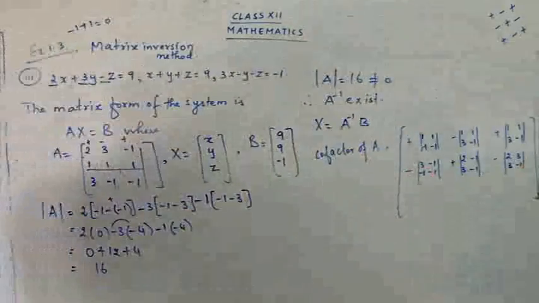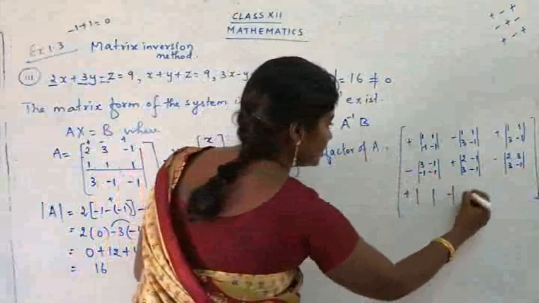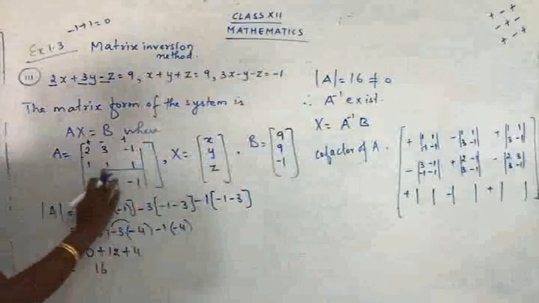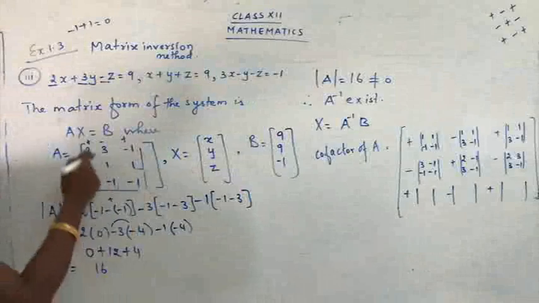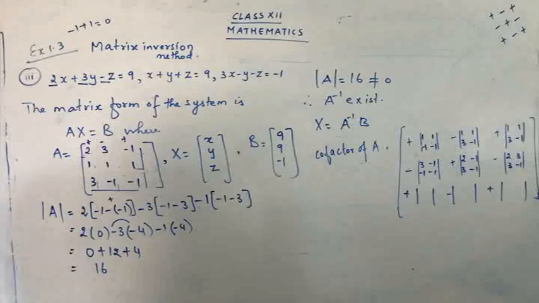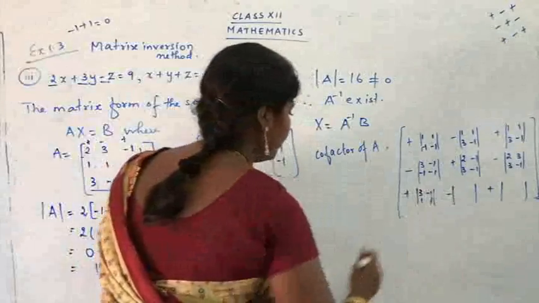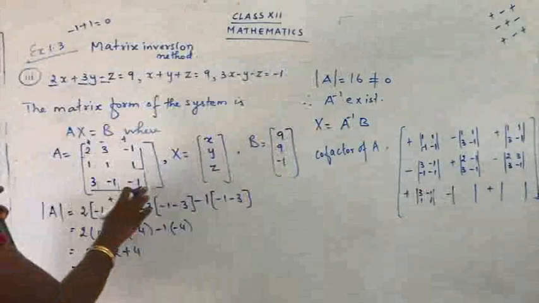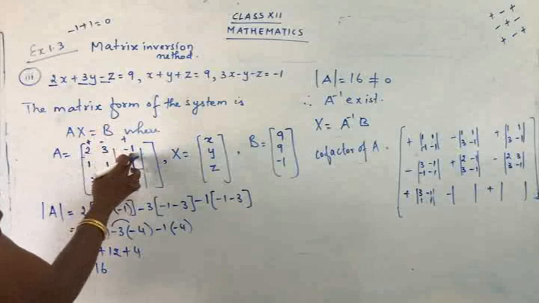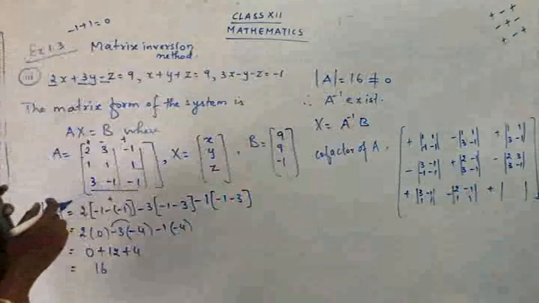Last. Remember the sign? Plus, minus, plus. Third row, first column. So 3 minus 1, 1, 1. Okay, next. Third row, second column. So this and this goes. So what is left now? 2 minus 1, 1, 1.